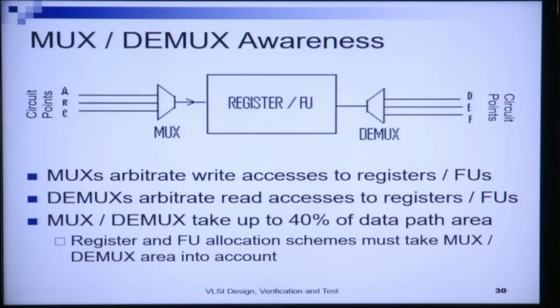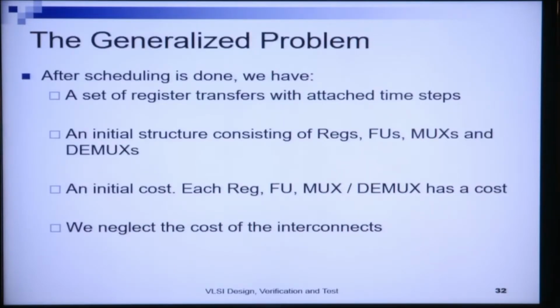For example, here we have 3 circuit components, A, B, C, which float their output on the registers and muxes. And the outputs of these registers and muxes again go to circuit components D, E, F. Right? And the demuxes arbitrate read accesses to registers or functional units, and mux and demux take up to 40% of the data path, and hence their allocation problems cannot be ignored. With this, we come to the generalized problem.